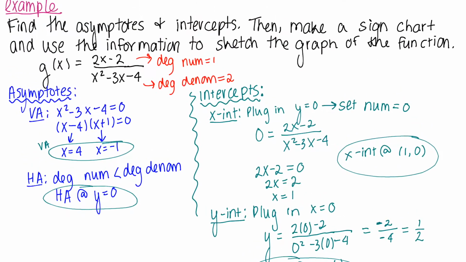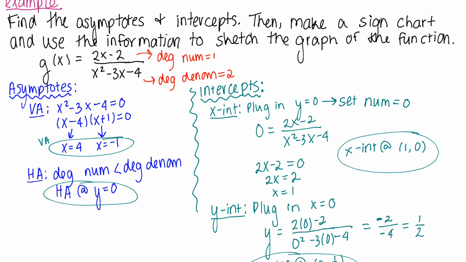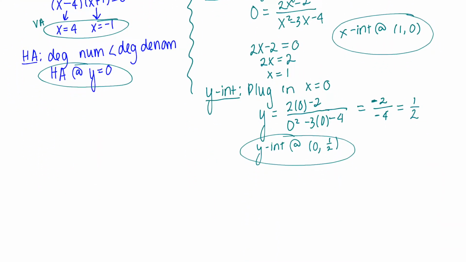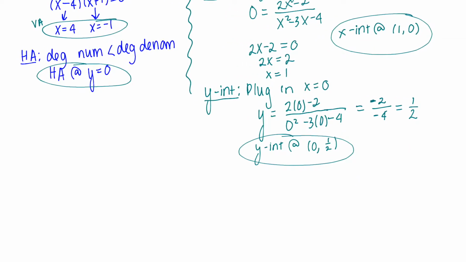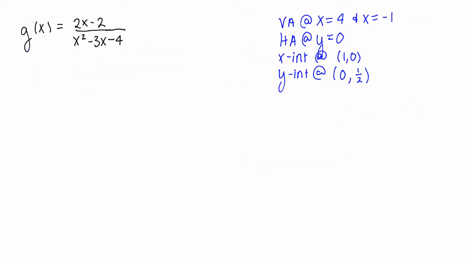And then the next thing it says is to make a sign chart and use the information to sketch a graph of the function. So, see if we have enough room on here. No, I think I'm going to copy this information over to another slide. Hold on, I'm going to pause the video, copy it to another slide so we have a little bit more room to work with. All right, so I've copied down the information over here that we had from the previous slide, and then I have our function here.